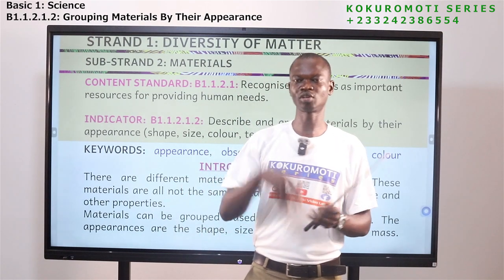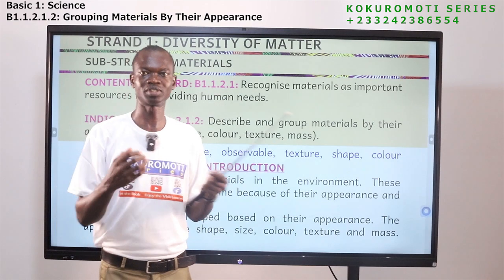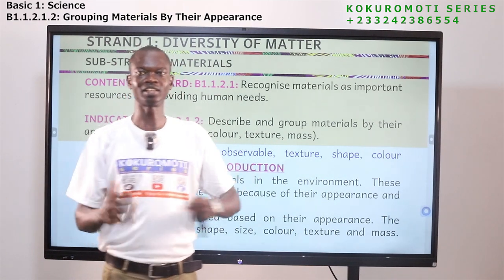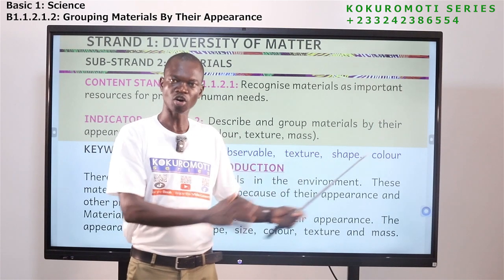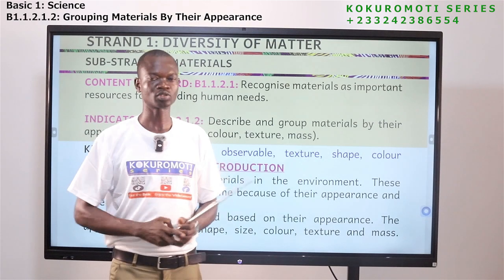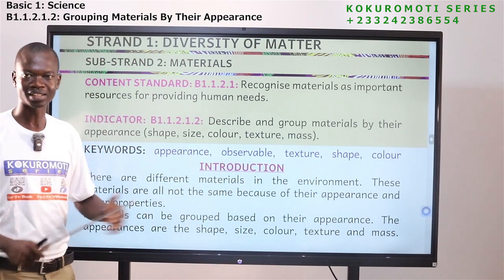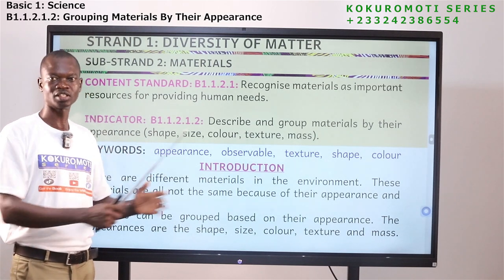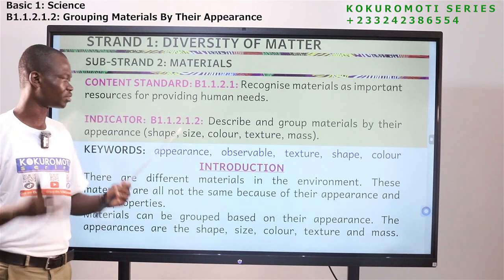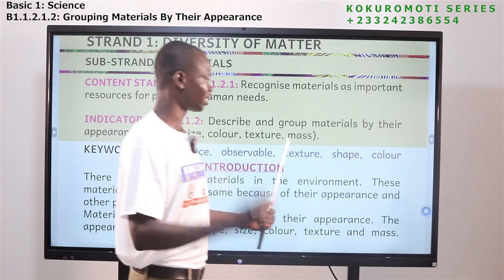Appearance means you look at something and see the outward features that thing possesses, then you say, because of A, B, C, D that I see on this thing, it can be put here, or sorted into these groups, and this will go here, this will go there. So that is what we are looking at today. We are looking at the appearance of materials, and then we use the appearance to group them. The appearance that we will look at is the shape of the material, the size of it, the color of it, texture, and then mass.